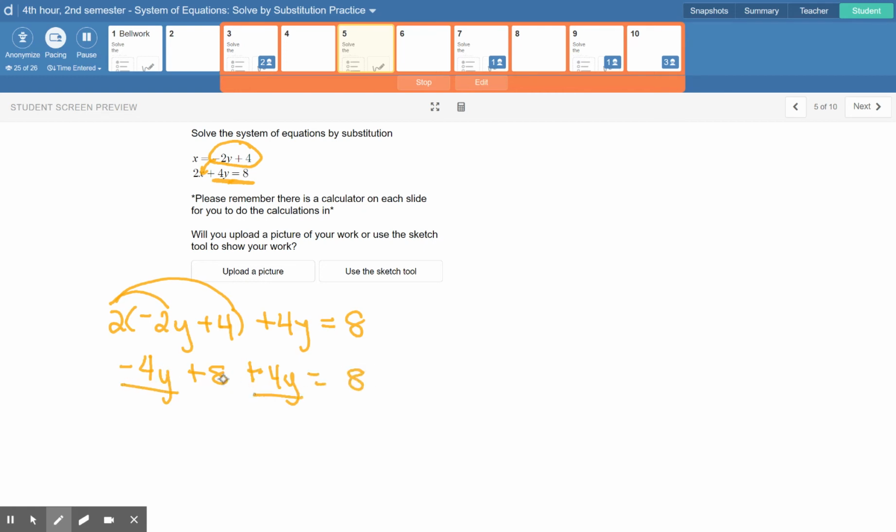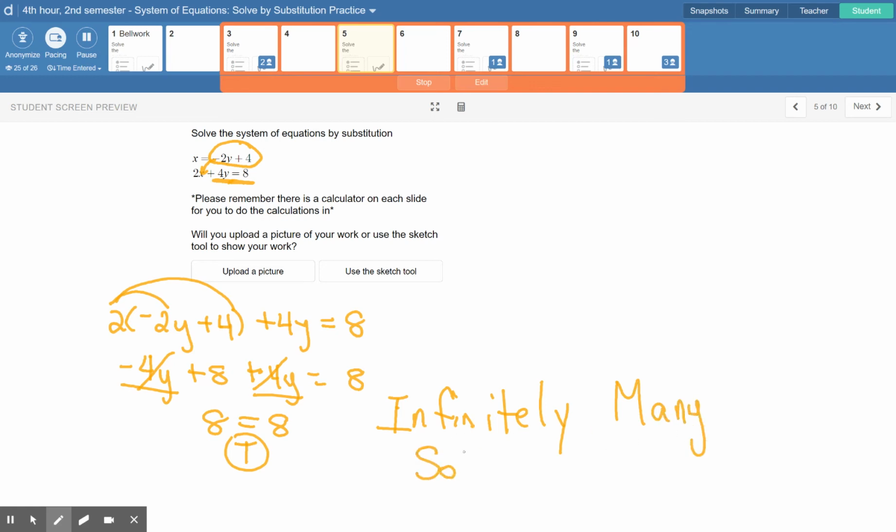When you combine like terms, negative 4y plus 4y goes away, and we're left with 8 equals 8, which, when you have the same number on the left and right, is a true statement. So the real answer is infinitely many solutions. That means that these two equations are actually identical, even though they look different. They're just set up in different ways. If we were to graph this, the two lines would be overlapping, and you would have infinitely many solutions.